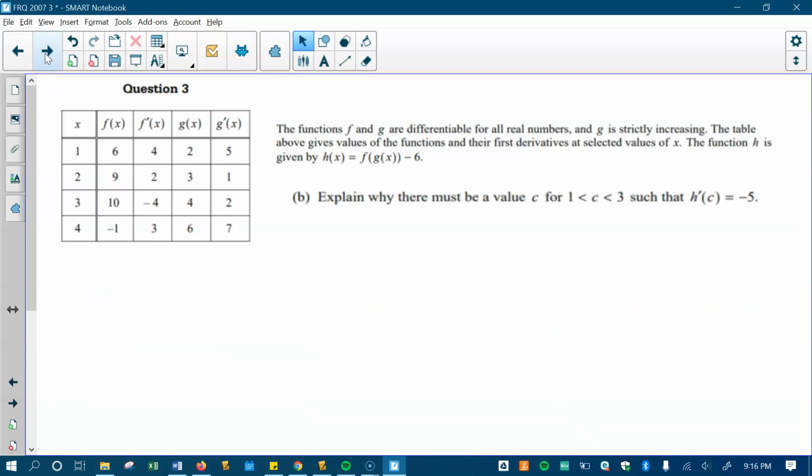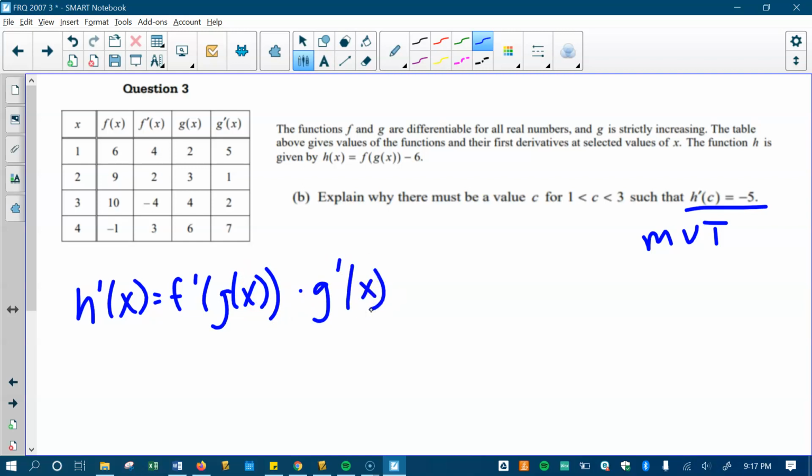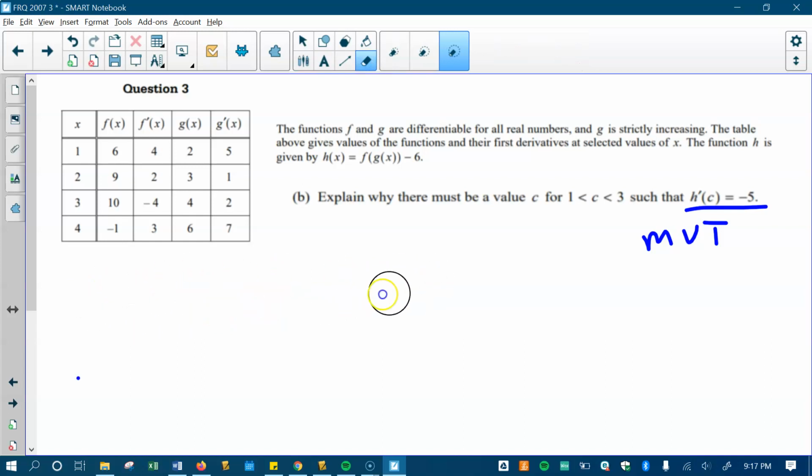Okay, so this one. Explain why there must be a value c where h prime of c equals -5. Now the big giveaway here is the derivative equals -5. This is an MVT question. So let's first start off with h prime of x, because we're going to need it. h prime of x is equal to f prime of g of x, so derivative of the outside, times the derivative of the inside. The derivative of -6 is 0. Let's go ahead and plug in h. This was silly. I didn't actually need to do this. Let's back up here.